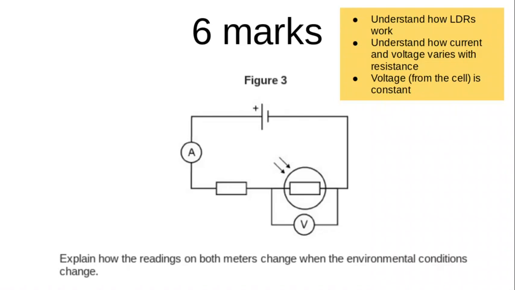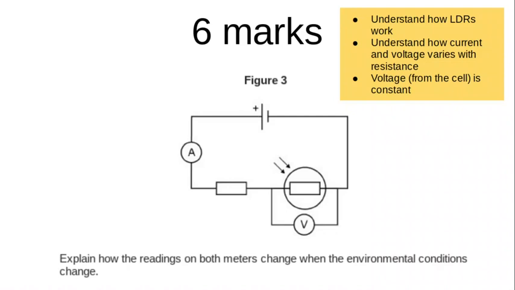And then the third thing you need to know for this question is the voltage from the cell. We know that this is one cell. If it had loads of little lines, it would be a battery, which has multiple cells in it. Voltage in a circuit is constant.